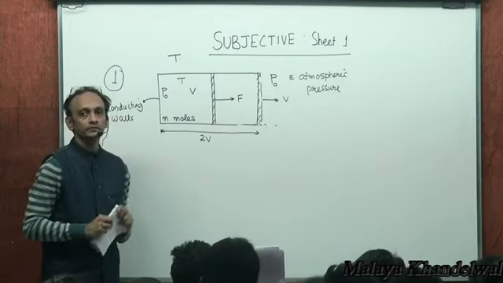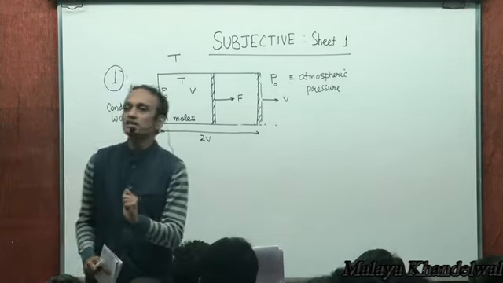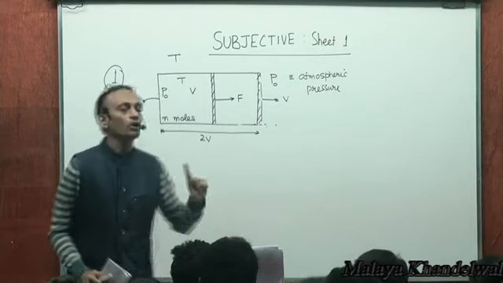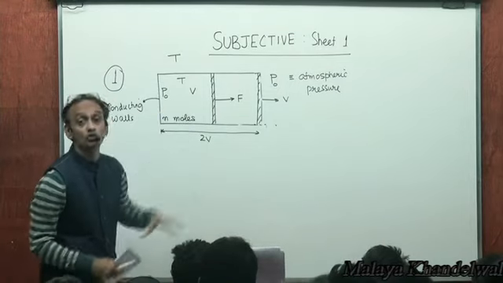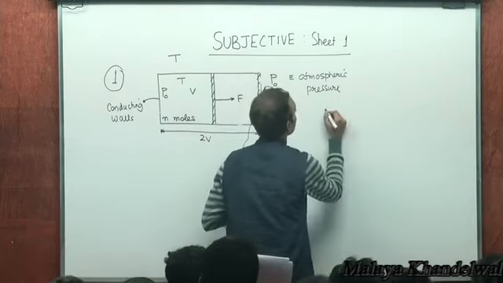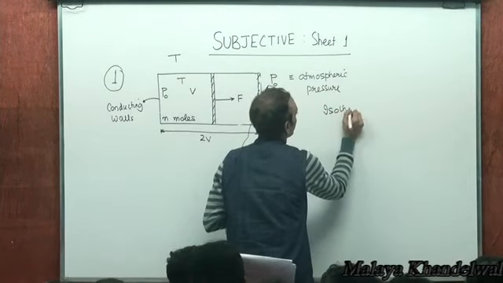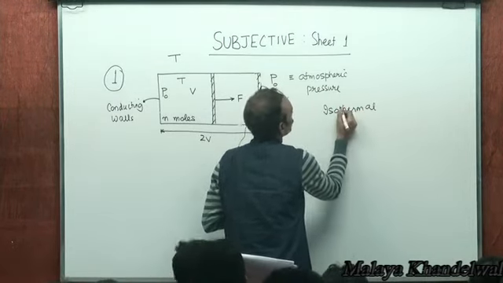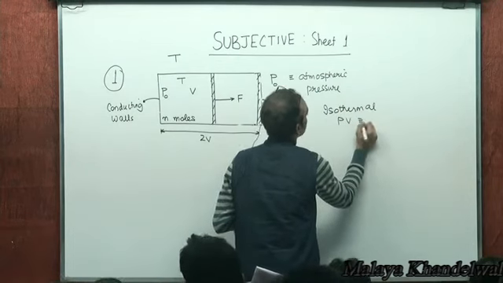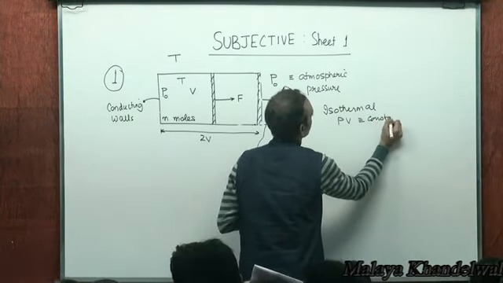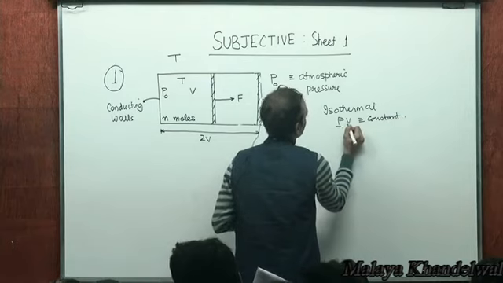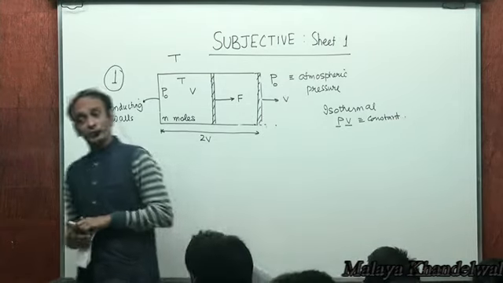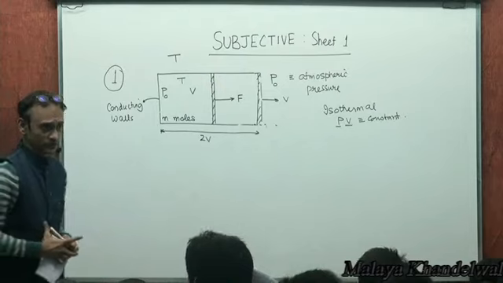Now, first of all, what's the nature of the process going on inside the cylinder? Isothermal. It's an isothermal process. And therefore, you would expect PV to remain constant. Pressure of the gas times volume of the gas would remain the same all the time, right?